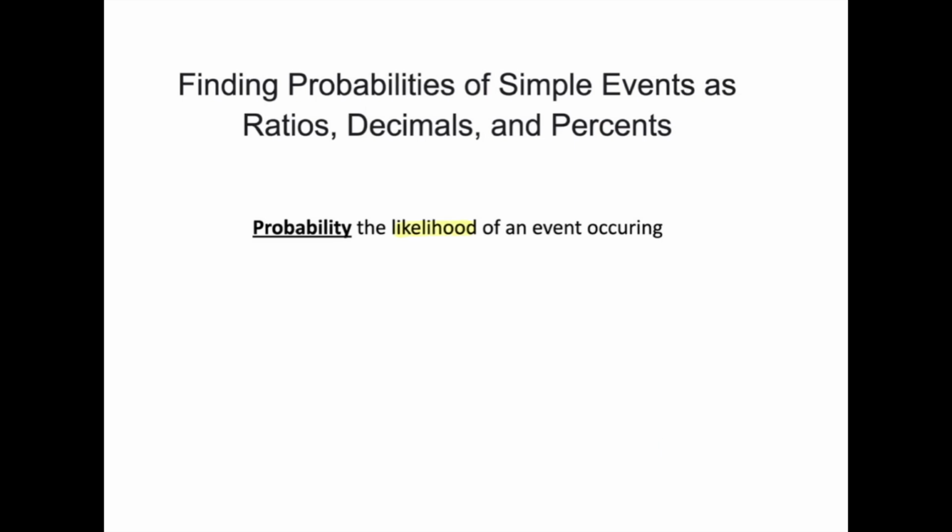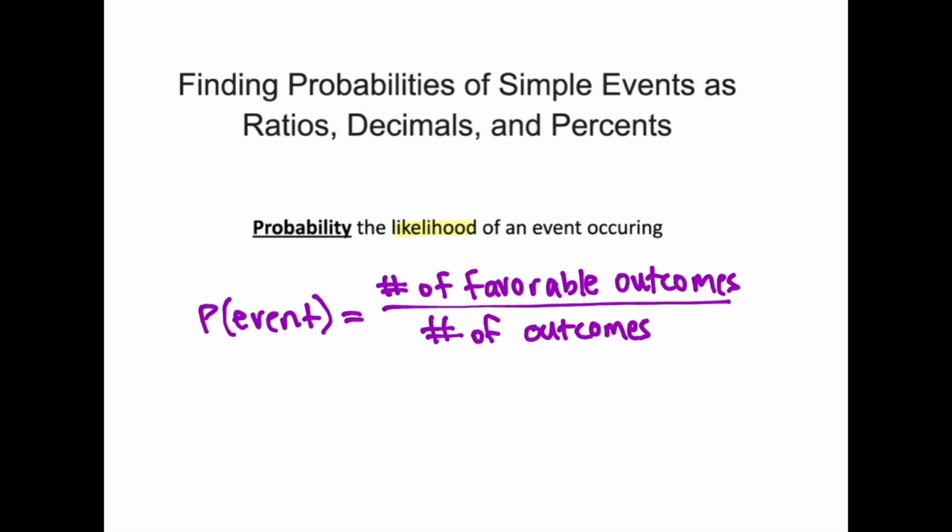You may have heard things such as, there's a 75% chance for rain. That's probability. It will likely rain, but there's still a 25% chance that it won't rain. When you find probability, you find it first by writing the ratio that is composed of the number of favorable outcomes over the number of total outcomes. These ratios can then be turned to decimals and percents.